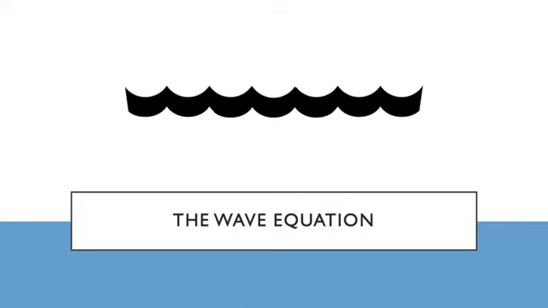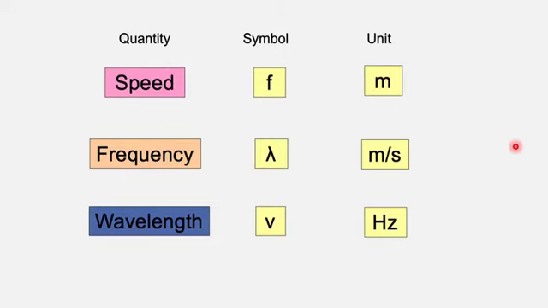Today we're going to be looking at the wave equation. So first of all, let's have a look at these quantities that we need to know a little bit about before we look at the equation itself. We've got speed, we've got frequency, and we've got wavelength.